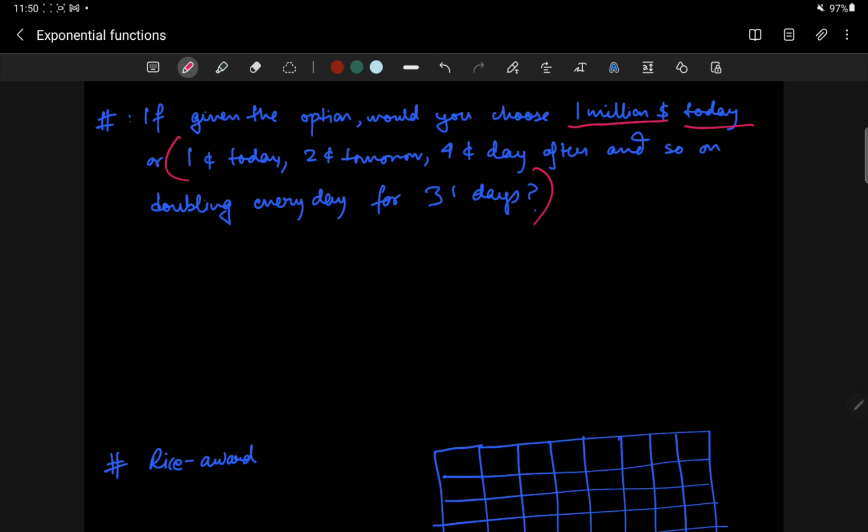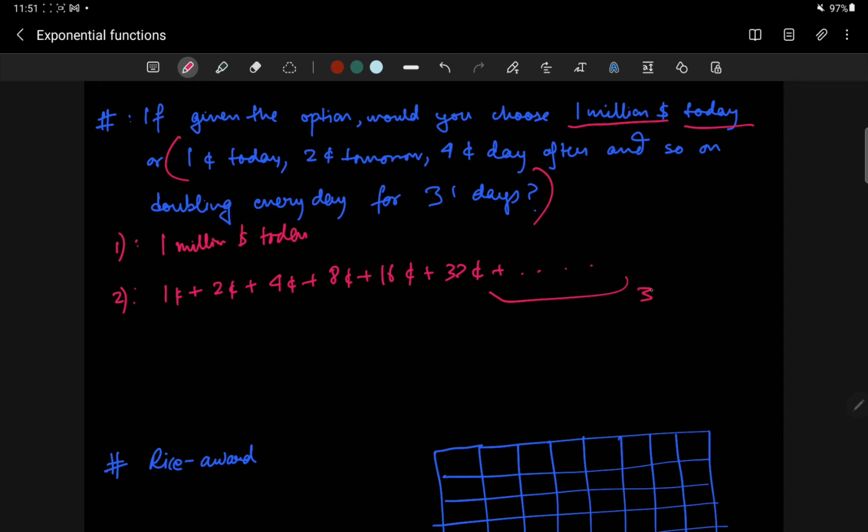And this is how the scheme goes. The scheme goes as saying you get 1 cent today, not dollar, cent. Then 2 cents tomorrow, and then 4 cents the day after, and so on and so forth. And it doubles every day for 31 days. So option 1 is $1 million today. Option 2 is the sum of 1 cent plus 2 cents plus 4 cents plus 8 cents plus 16 cents plus 32 cents, and so on, but 31 times.